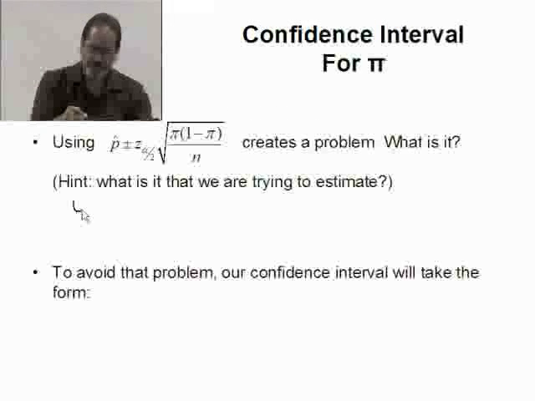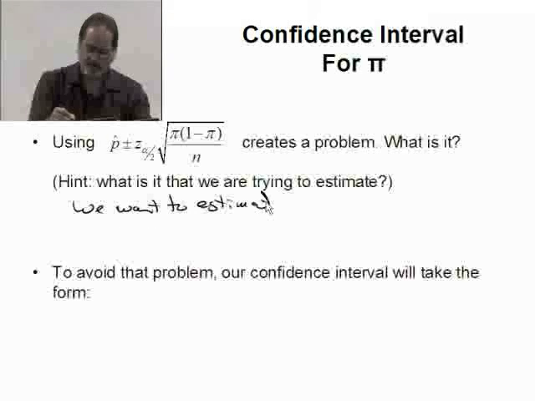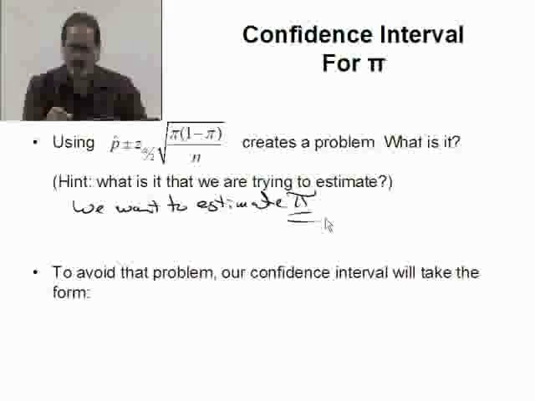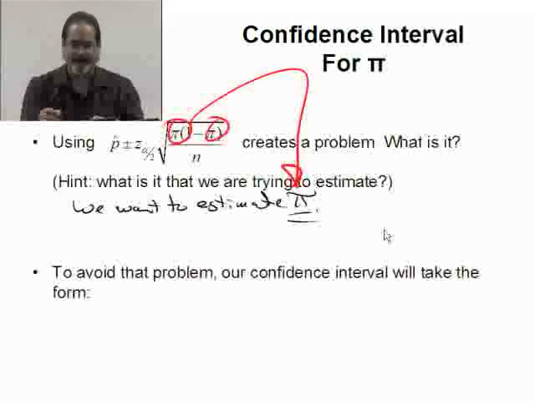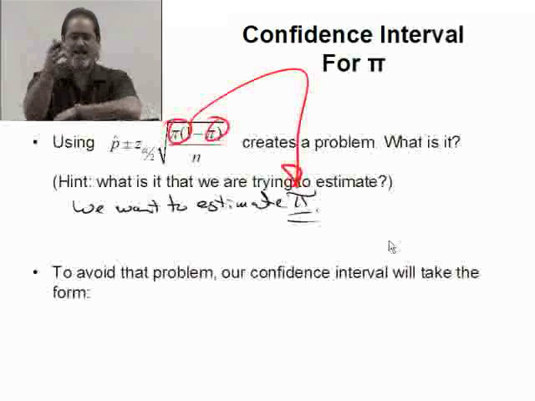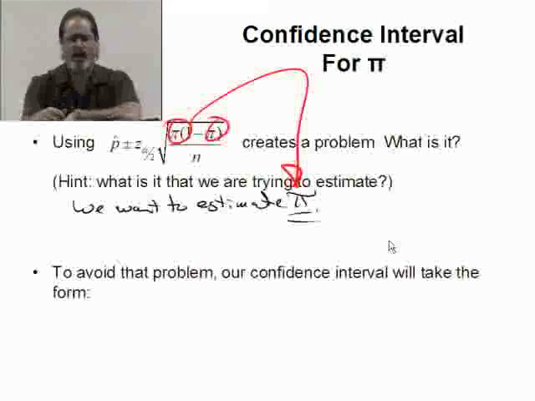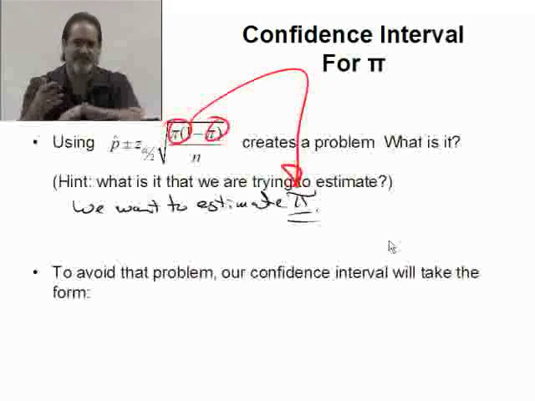Yeah, we want to estimate pi, because we don't know what pi is. But look what's right smack in the middle of the calculation. That's pi. That's what we're trying to estimate. Well, if you have pi so you can do the calculation, why are you trying to estimate it? See, it doesn't make any sense. It's kind of the chicken or the egg argument.